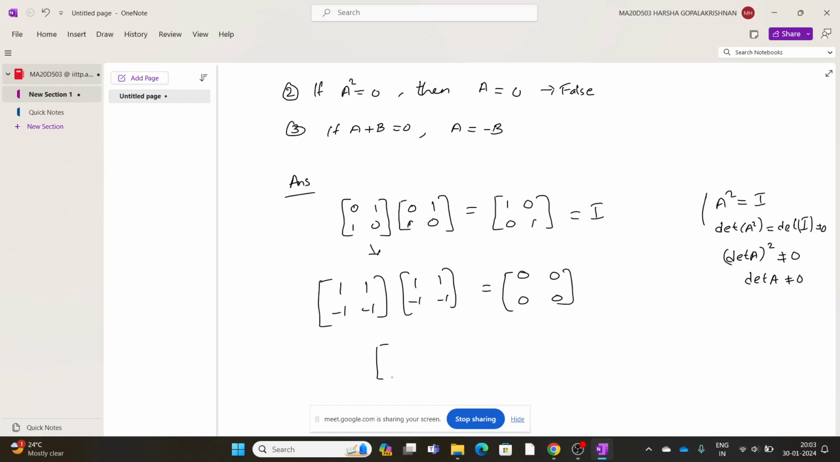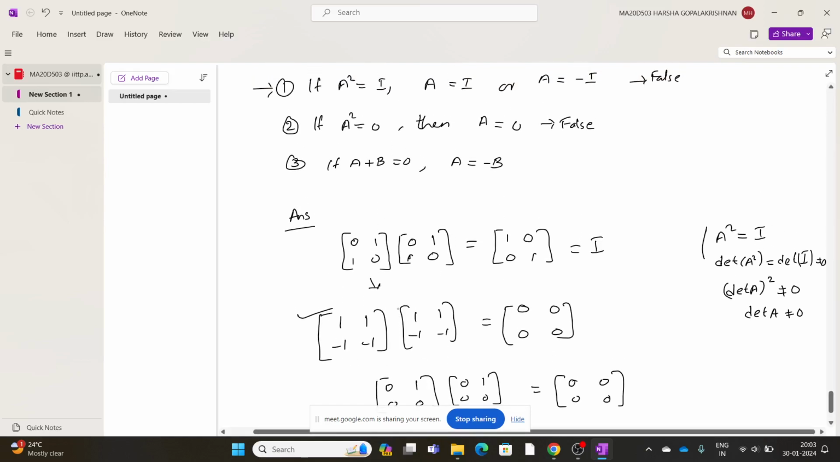Or one simplest example I can give is 0 1 0 0. This is the very simplest example. Its square is 0 0 0 0, correct? So this is also correct. Anything is fine. The only thing is you need to give a counter example.